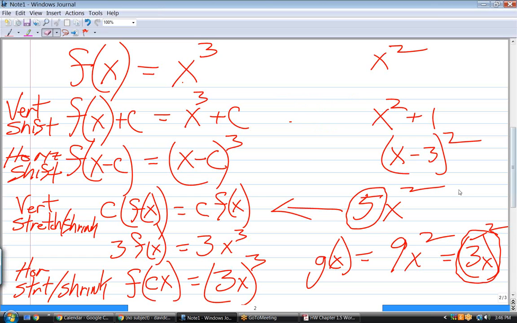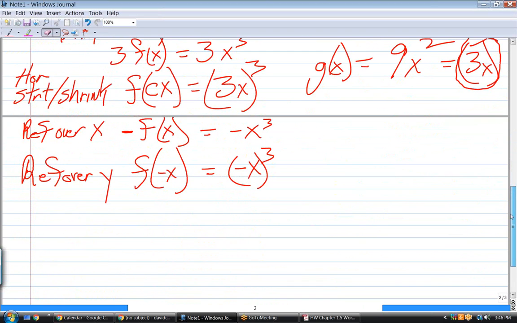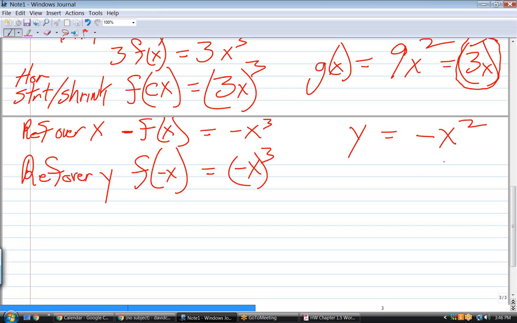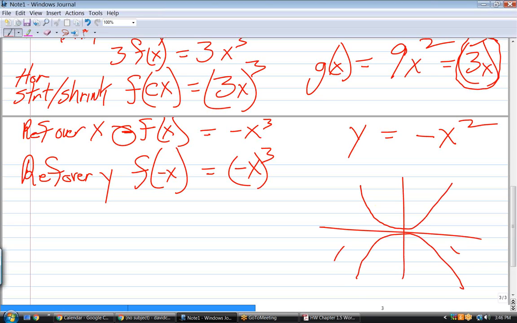That covers the main 4, and the other 2 are relatively easy because they're just reflections. Well, if I said to you y equals minus x squared, parent function is x squared, the only thing that's happening is I have a minus sign in front of the function, which makes it a vertical reflection over the x-axis. So that's what it looks like. When the minus sign is in front of the function, it's a vertical reflection over the x-axis.